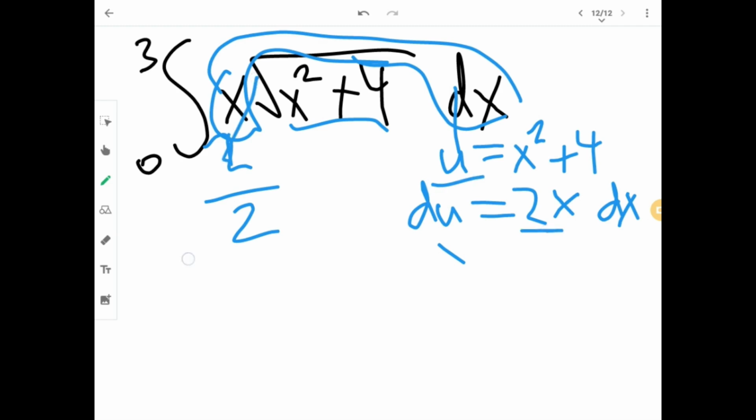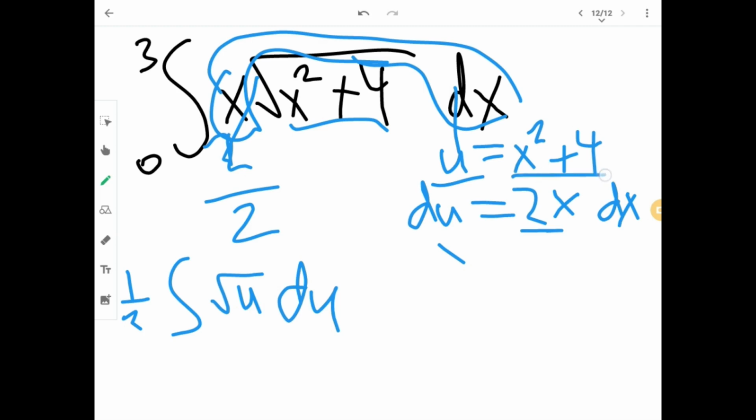So at the end, you're left with the integral of half, let's just move it outside, root u du. And then you change the bounds. So x squared plus 4: 3 squared plus 4 is 9 plus 4, 13. And 0 plus 4 is 4.